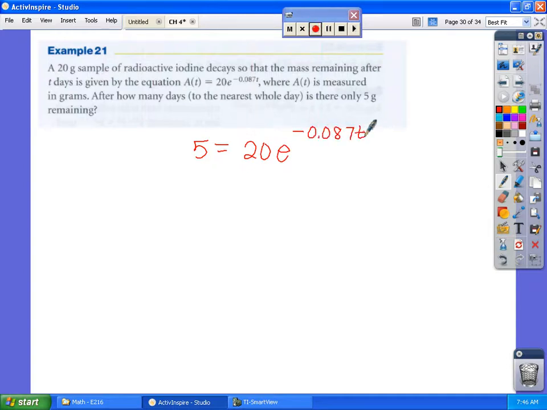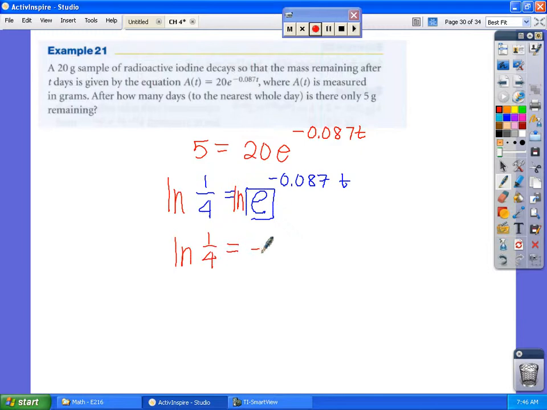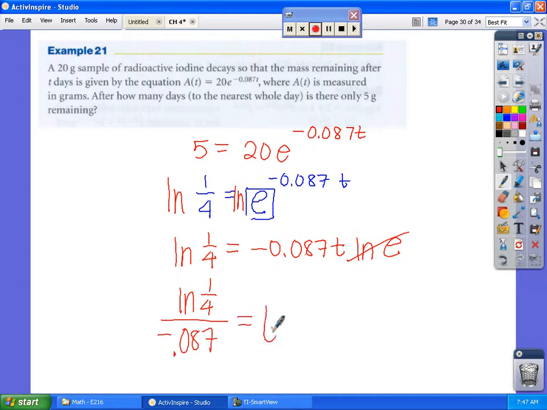You actually have to divide by the 20 before doing anything else, because the e, which is the base, is not isolated. You have to isolate the e with its power first before I can use the basic rule of ln of both sides. So the ln of 1/4 is equal to negative 0.087t ln of e, but ln of e is 1, which makes this problem a lot nicer. So divide by your negative 0.087, and that is your t value.